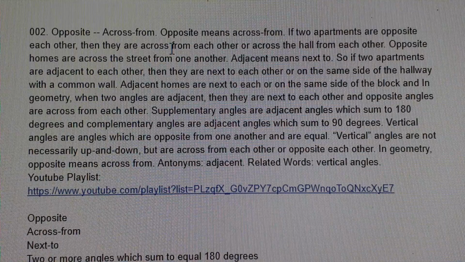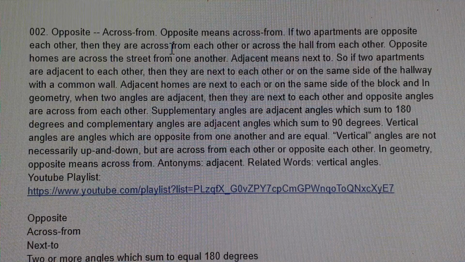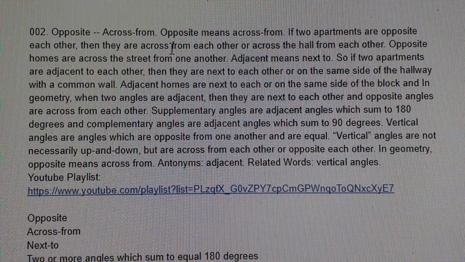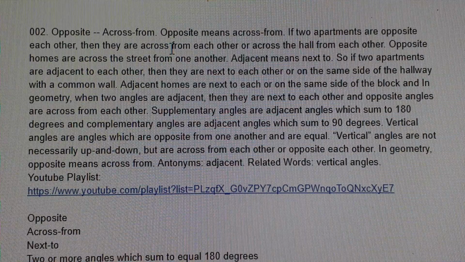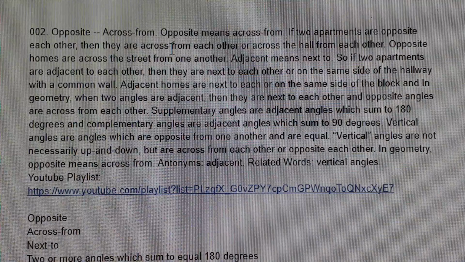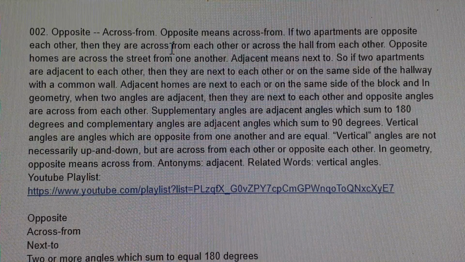Adjacent means next to. So if two apartments are adjacent to each other, then they are next to each other or on the same side of the hallway, with a common wall. Adjacent homes are next to each other or on the same side of the block, and in geometry, when two angles are adjacent, then they are next to each other, and opposite angles are across from each other.